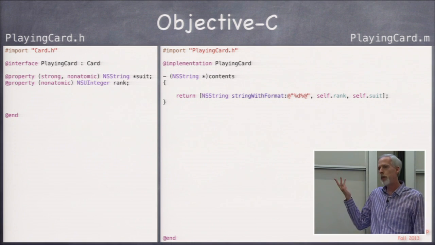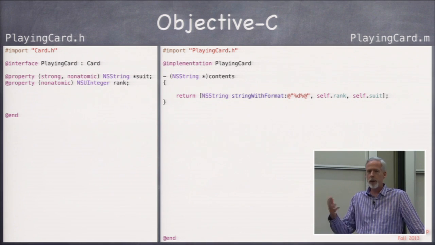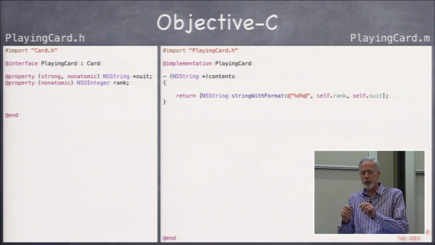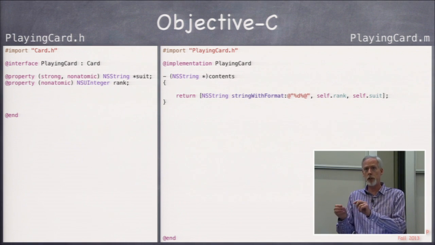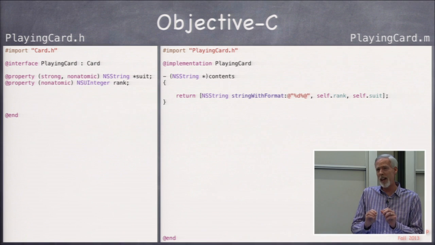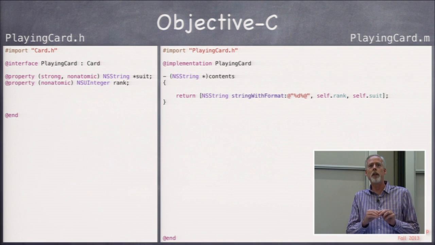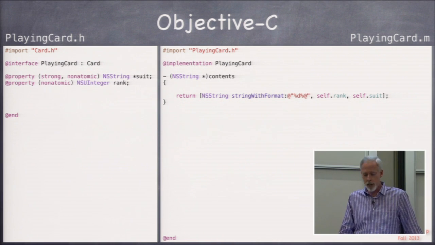Now, here's a way we could implement it. We could just return a string, and a string with format is like printfing a string. Don't worry about that syntax too much. I'm printfing a string with %d and %@. So %d means an integer, %@ means an object, a string representation of an object. And then I'm just using the rank and suit. So this would be one way to do my contents. It's not a very good way because, for example, the Jack of Hearts would say 11 hearts. We want to say J, not 11. So this is not a very good way.